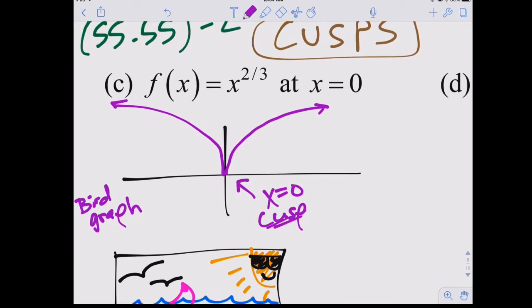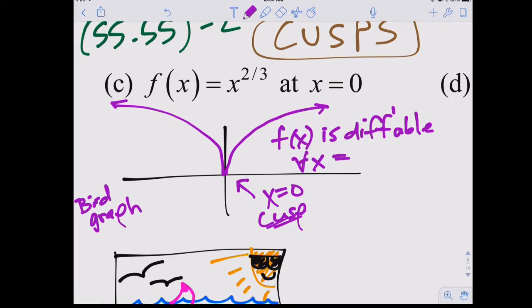So the function looks like it's smooth everywhere else. So we're going to say that f of x is differentiable. And I'm going to abbreviate differentiable like that, diffable. Which you could do between now and Cinco de Mayo. You can abbreviate differentiable, diffable. But on Cinco de Mayo, the day of the AP exam, you write it all out. For all x not equal to 0.